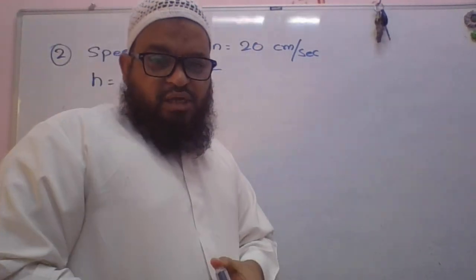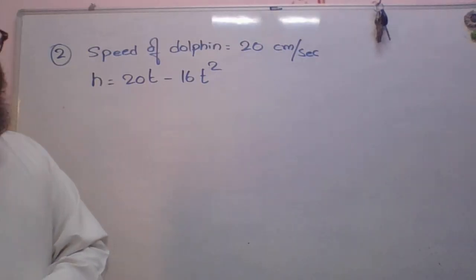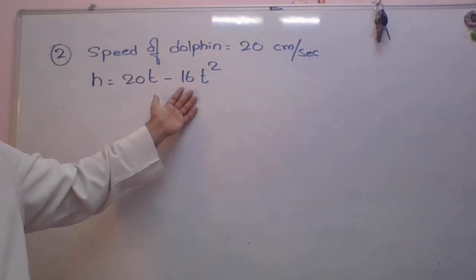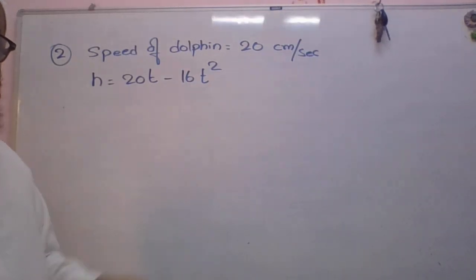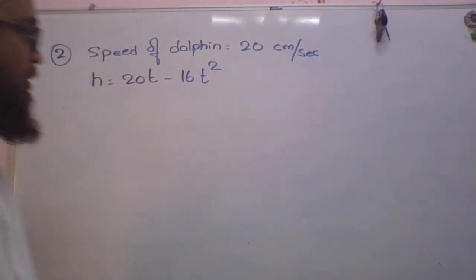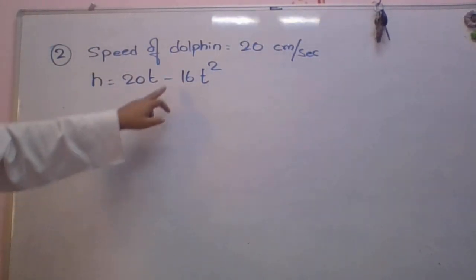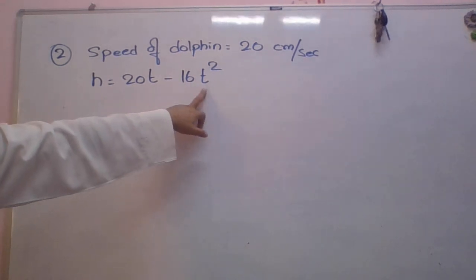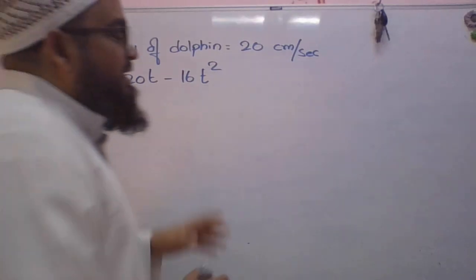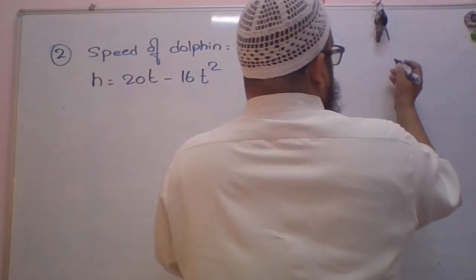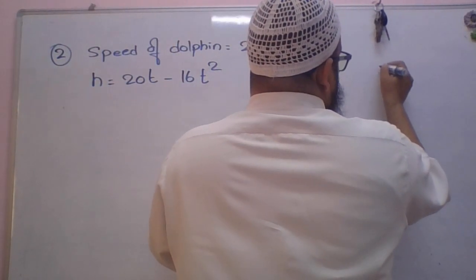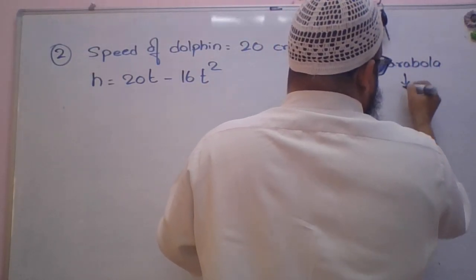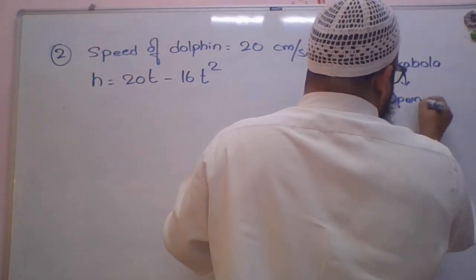Now, based on the given information, answer the following questions. Since this is a quadratic polynomial, the graph will be a parabola. Now, what is the coefficient of t square? Minus 16. Since it is minus 16, you can say the parabola will open downwards.